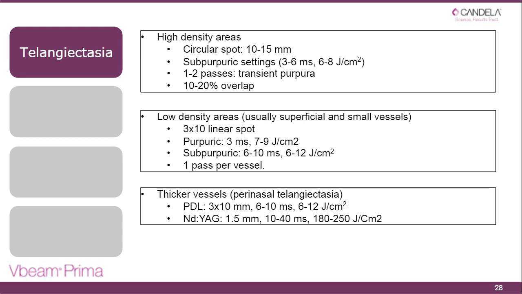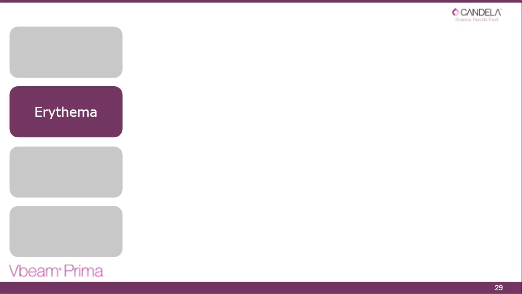I use between 10 to 40 milliseconds, depending on the size of the spot and size of the vessel. When the vessel is a bit larger, I try to use longer pulse duration because it is going to be safer. When the vessel is smaller, I use shorter pulse duration, and between 180 and 250 joules per square centimeter.